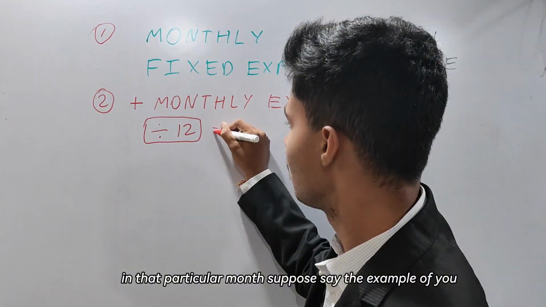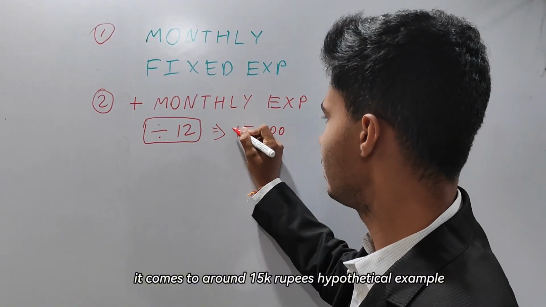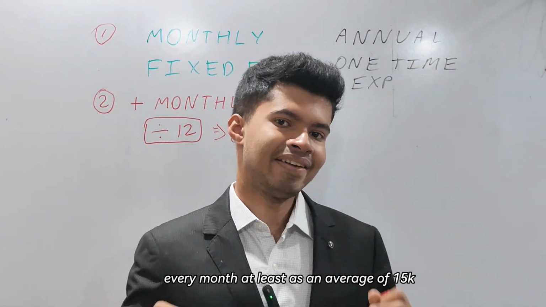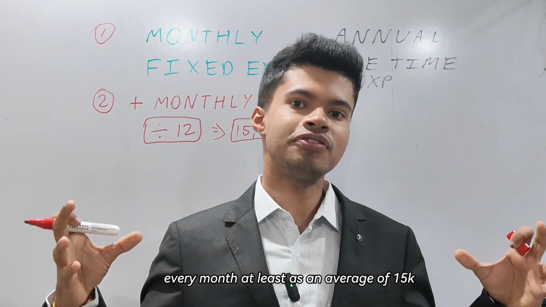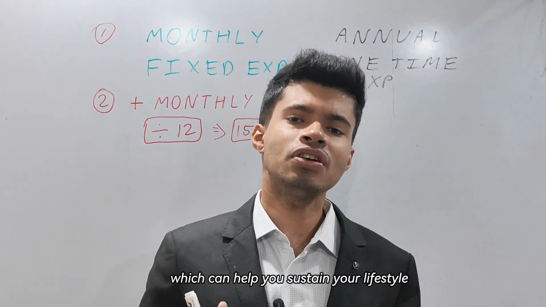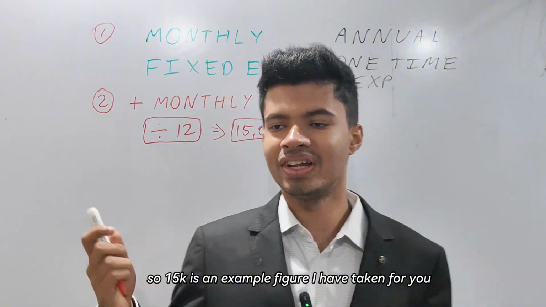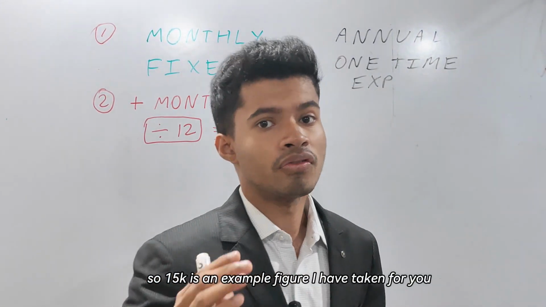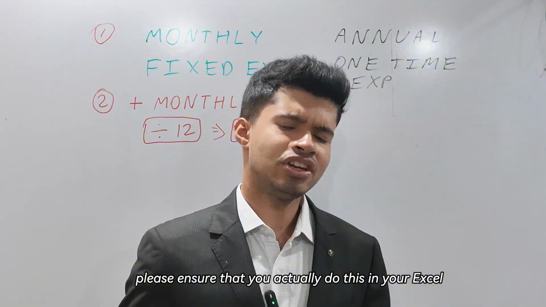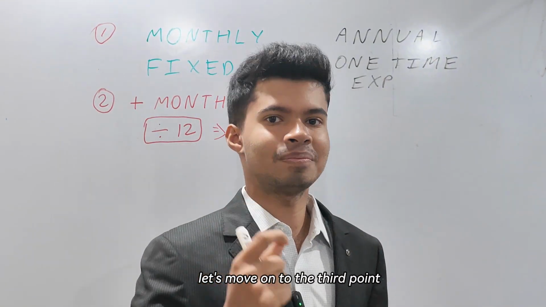Suppose, say the example of you, it comes to around 15,000 rupees, hypothetical example. So this gives you a rough figure that yes, every month, at least as an average of 15,000, you will be needing that amount of money, which can help you sustain your lifestyle to a decent level when it comes to the needs of what you require. So 15,000 is an example figure I have taken. For you, it could come out differently. So please ensure that you actually do this in your Excel while doing your documentation. Let's move on to the third point.